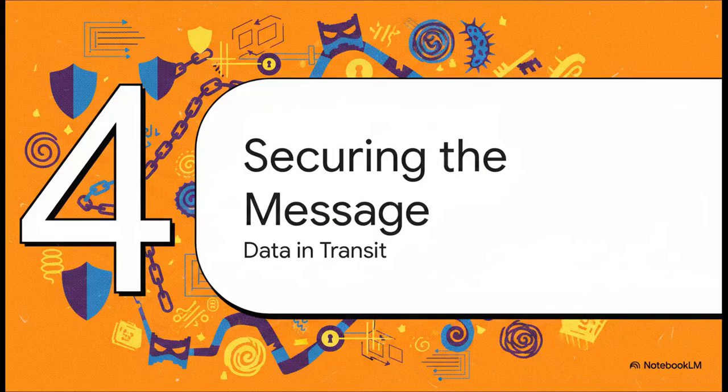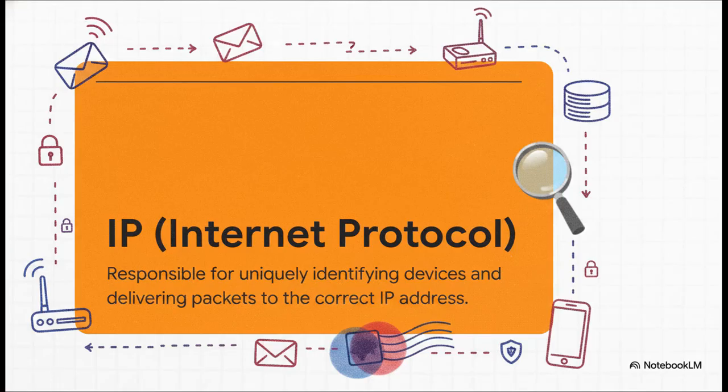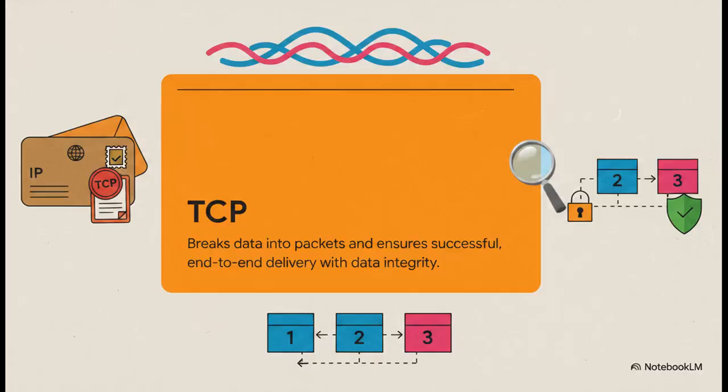Okay, so we've secured the endpoints, but what about that whole journey in between? How do we protect data while it's zipping across the wild west of the open internet? Well, it all starts with IP, the Internet Protocol. The easiest way to think about this is like the postal service for the internet. It's the system that gives every device a unique address and is responsible for just getting data packets routed to the correct destination. Now, riding on top of IP, we have TCP.